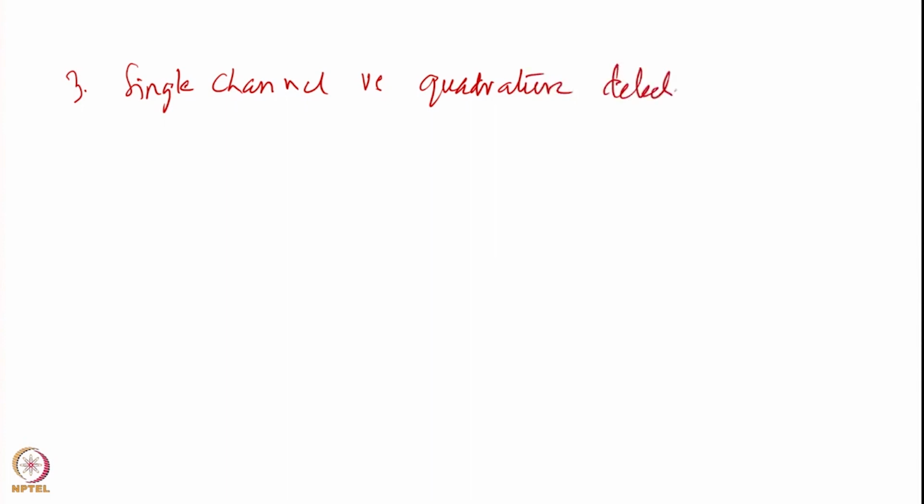There are two kinds of detection systems, and that is called single channel versus quadrature detection. Okay, so first let me see the single channel.